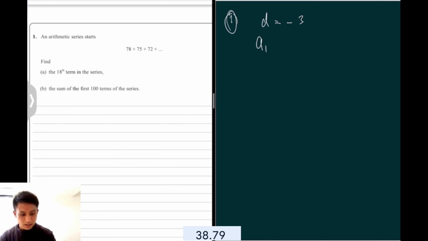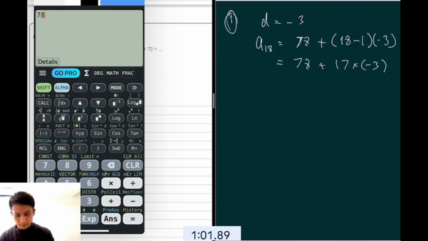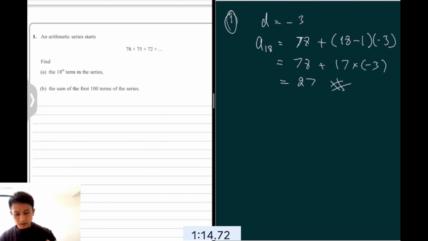So we're just going to use the 18th term equals the first term, which is 78, plus n, which is 18, minus 1, times the common difference. Note that it is minus 3, not 3. Got to be careful with that. So it's 78 plus 17 times minus 3. The calculator will do. Okay, so that makes sense. 27. All right, so that's A18.